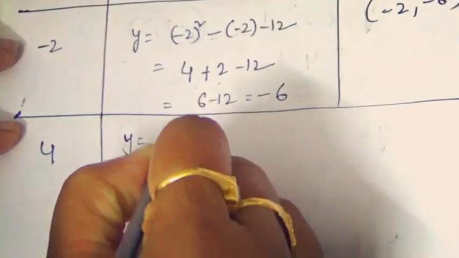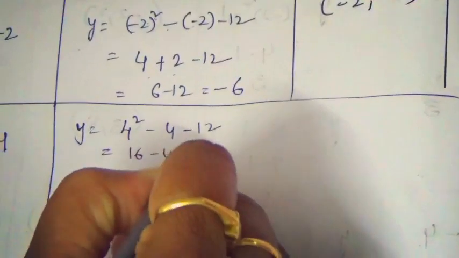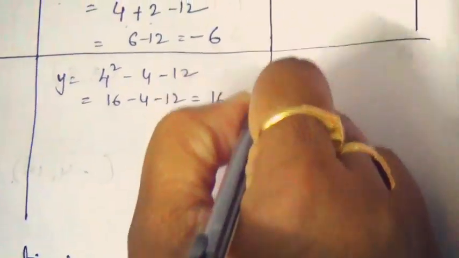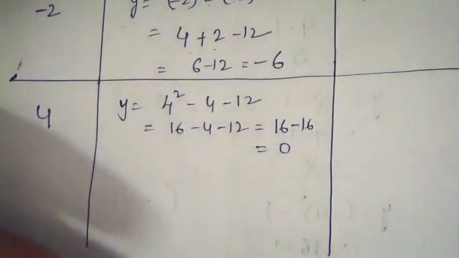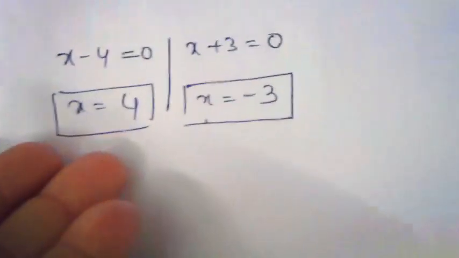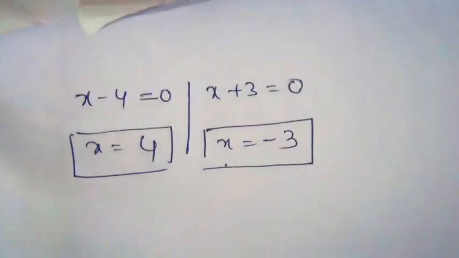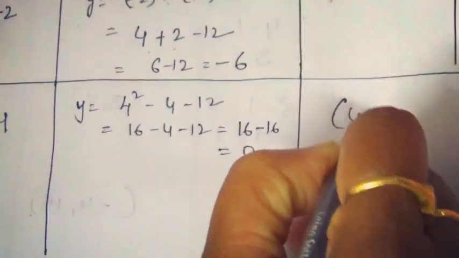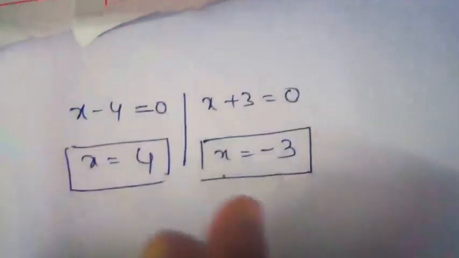So we are extending this table. y is equal to 4 square minus 4 minus 12, that is equal to 16 minus 4 minus 12, that is equal to 16 minus 16, that is equal to 0. Yes, it is a zero of the polynomial. After verification we get x is equal to 4, which gives the value 0. That's why we got this 0: 4 comma 0. The next value is minus 3.